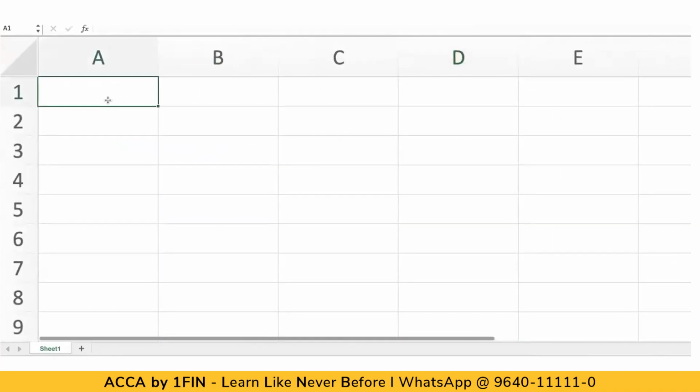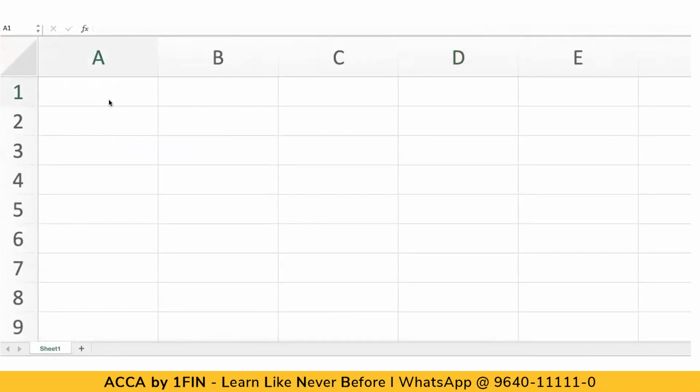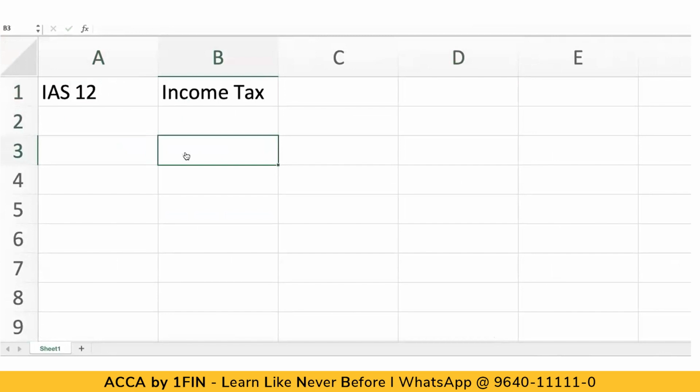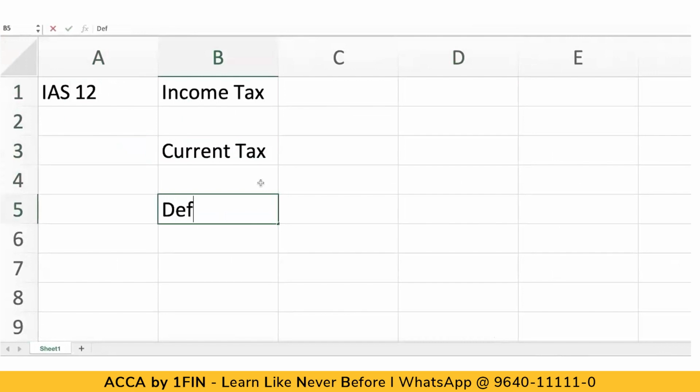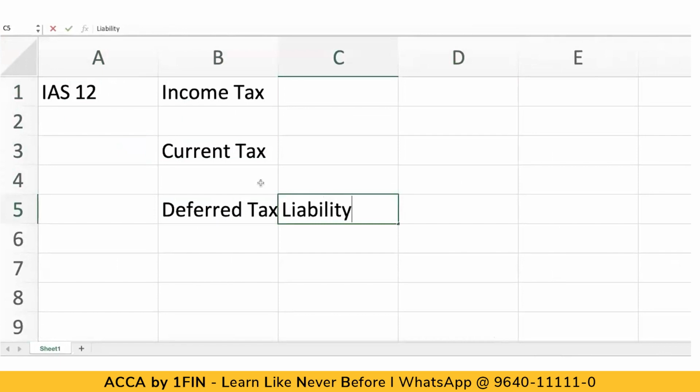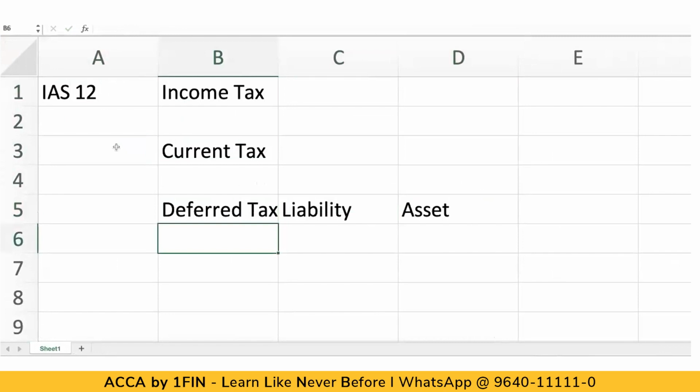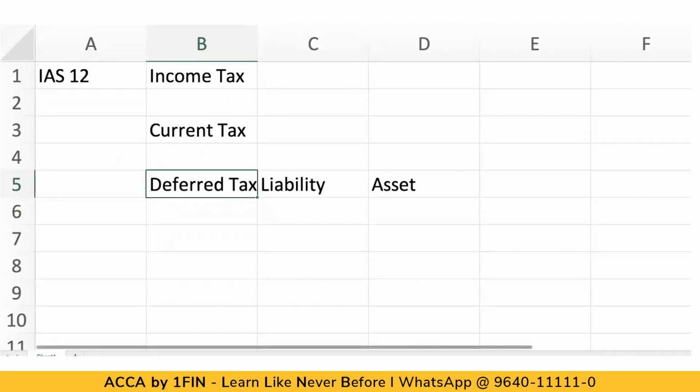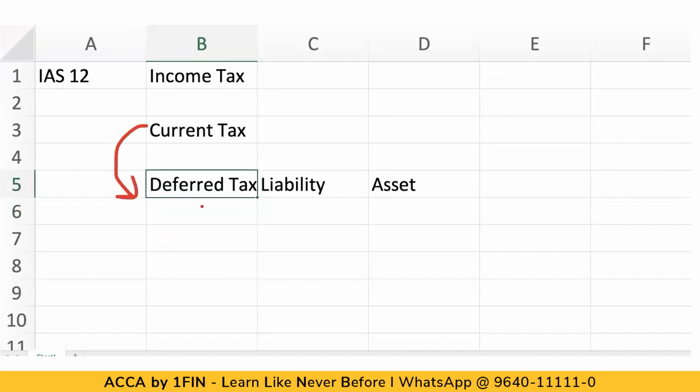Okay, so now we'll start with deferred taxation, which is covered by IAS 12, income tax basically. The large part of the focus of income tax is on deferred taxation. Whenever we talk about income tax, we have two things: one is current tax, then the other one is deferred tax. The deferred tax can be a deferred tax liability, in which case it is an expense, or it can be a deferred tax asset, in which case it is a benefit. Now, the sum of your current tax and deferred tax put together is what we call tax expense.